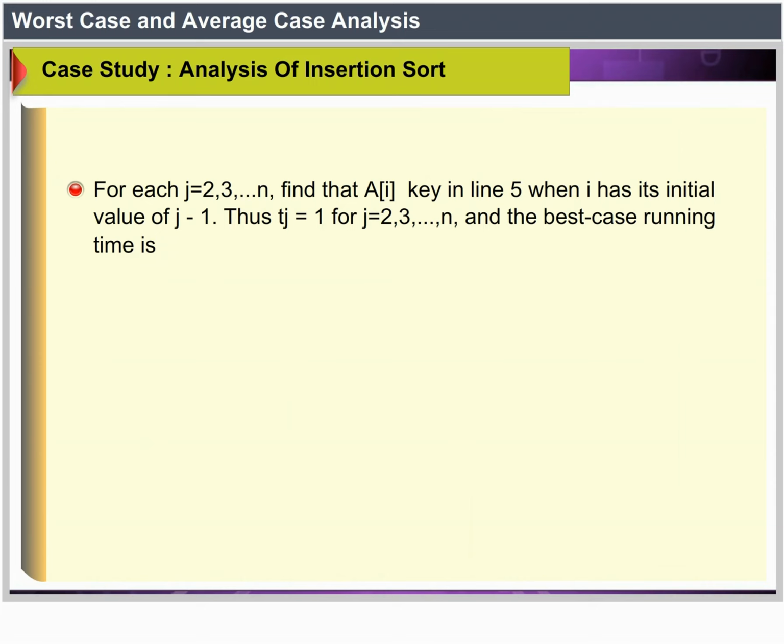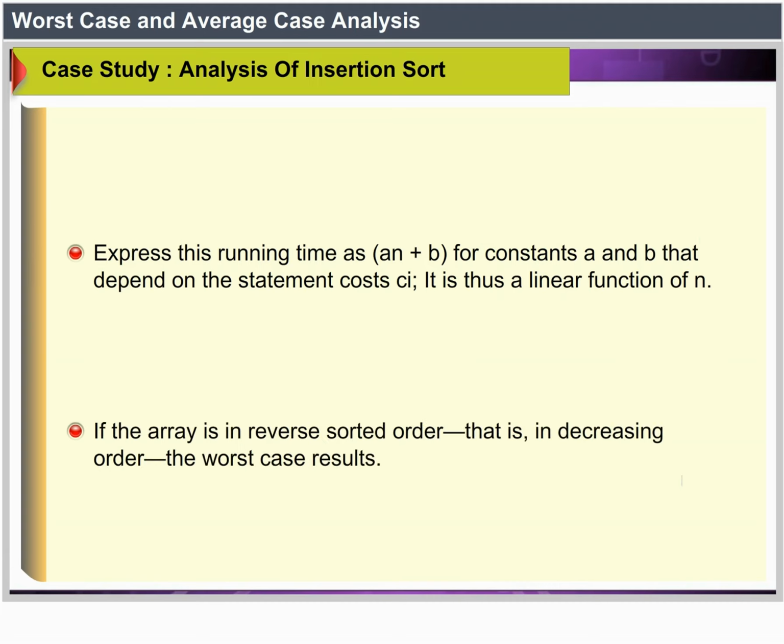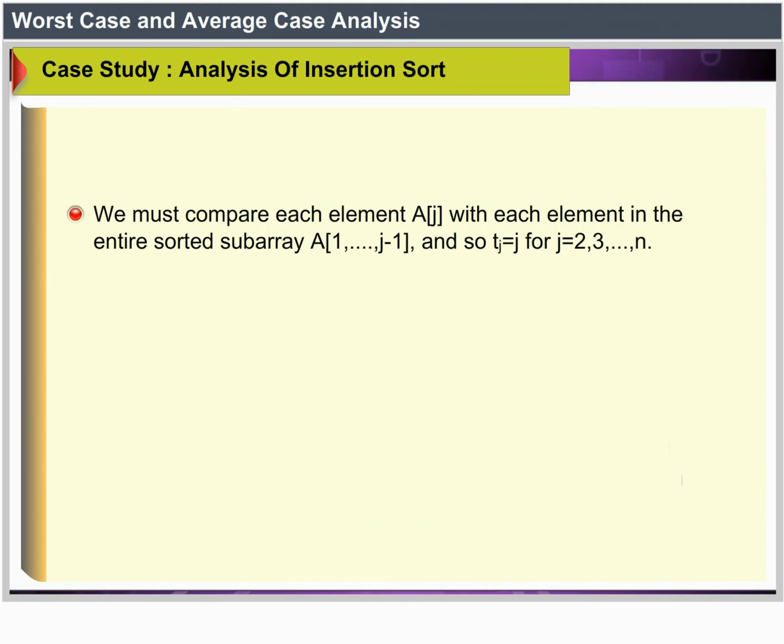Express this running time as an plus b for constants a and b that depend on the statement costs Ci. It is thus a linear function of n. If the array is in reverse sorted order, that is, in decreasing order, the worst case results. We must compare each element A[j] with each element in the entire sorted subarray A[1..j-1], and so Tj equals j for j equal to 2, 3, up to n.